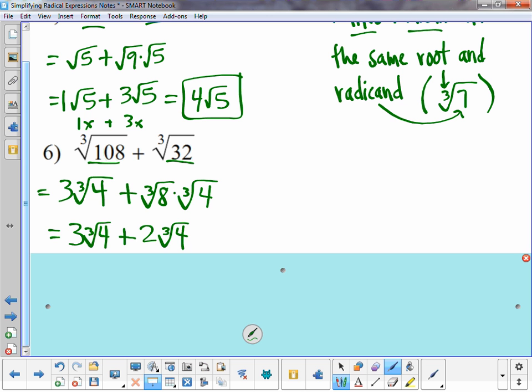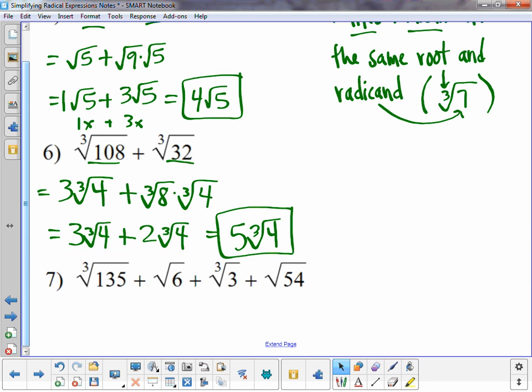And now, are they like radicals? Yes. Why are they like radicals? Same root and radicand. They both have a root of 3, radicand of 4. So how many cube roots of 4 do we have? We have 5 of them. Okay? Last one in the notes. I know it's been a long notes day.